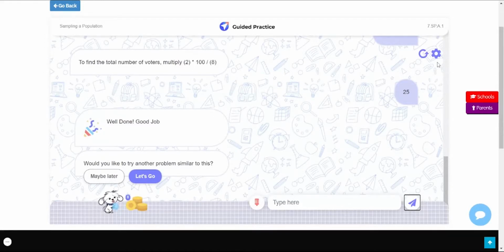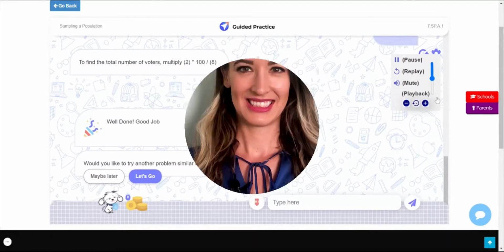What's more, at the top right, you have this settings icon, which gives you access to the volume control slider, where you can increase or decrease volume for Lumos Assistant's voice. With these other buttons, you can pause, replay, mute, and even control the playback speed of the audio narration. Isn't this super cool and easy?